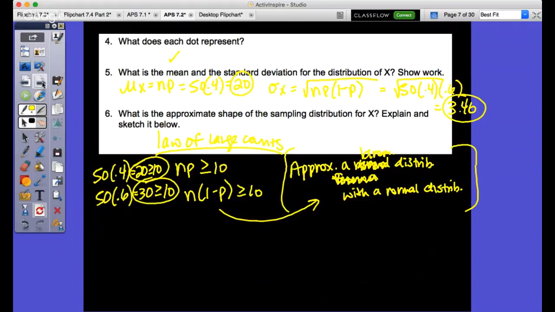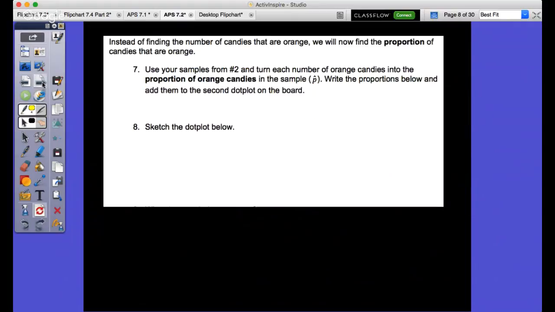Okay, so let's go to the next thing. We've done that in chapter 6. This was all of the stuff that we've already kind of looked at and looked over. This next part is a little different. We're going to now use our samples from number 2, and we're going to turn each of these numbers into a proportion of orange candies in the sample, okay? So this time, I'm going to go backwards, okay? So my 5 were 2, 3, 4, 5, right?